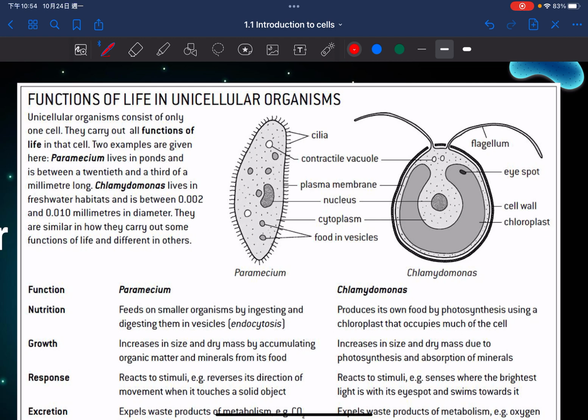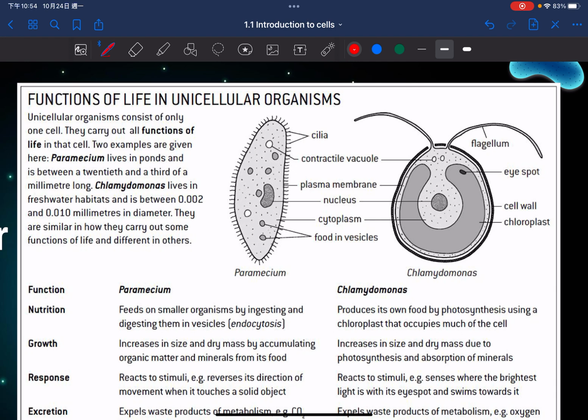But actually, I have to tell you that once an organism consists of at least two cells, it's also a multicellular organism. So just keep in mind. For example, as you already learned in junior high school, the pollen tube, 花粉管. The pollen tube consists of only three cells, but it's still a multicellular organism. Okay, so keep in mind.